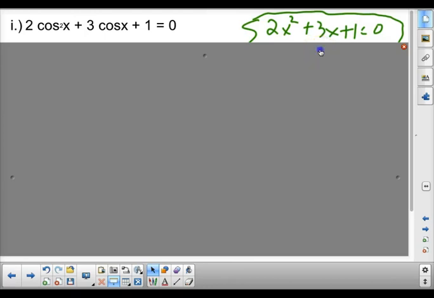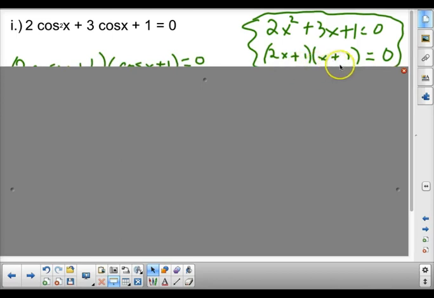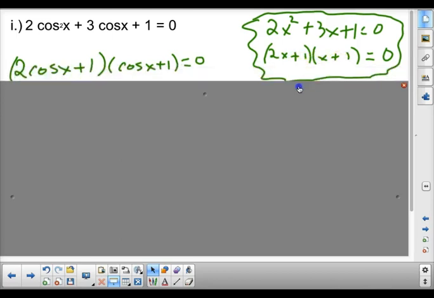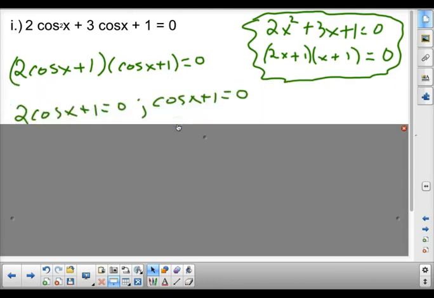So if I factor 2x squared plus 3x plus 1 is equal to 0, I get 2x plus 1 times x plus 1 is 0. And I will use those to go back over here to the trig function and change this to 2 cosine x plus 1 times the cosine of x plus 1 is 0. Set each factor equal to 0.